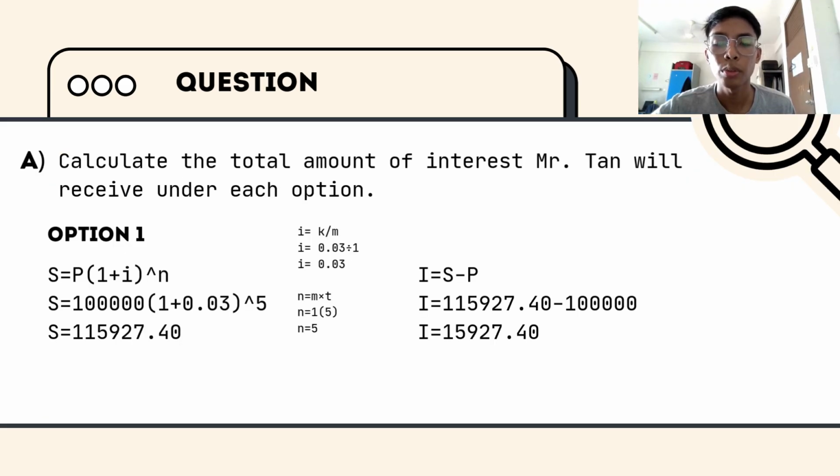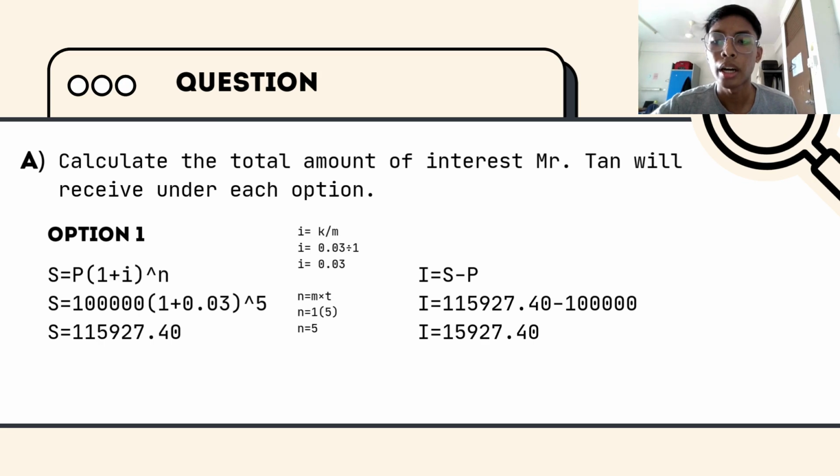Now, let's move to question part A. Calculate the total amount of interest Mr. Tan will receive under each option. For option 1, we need to find the future value first. So, we will use the formula S equals P open bracket 1 plus i close bracket power of n.